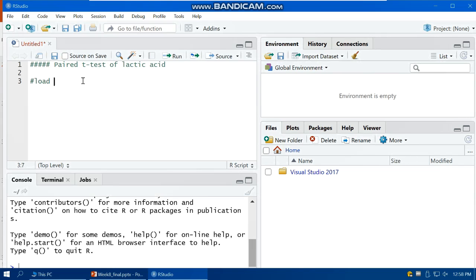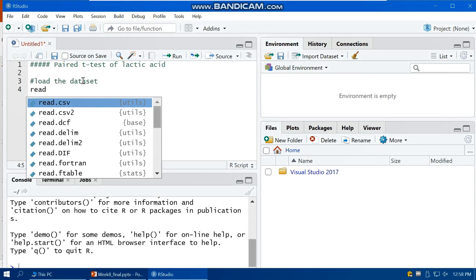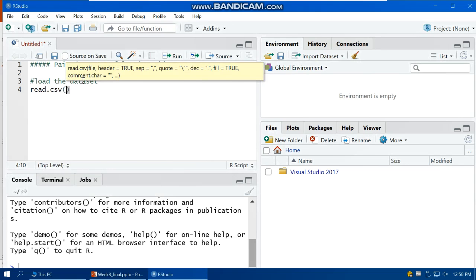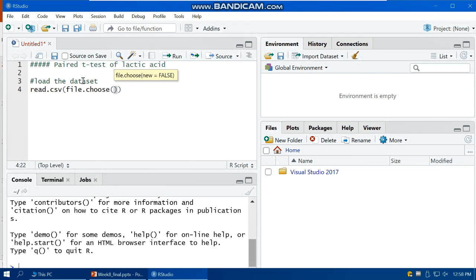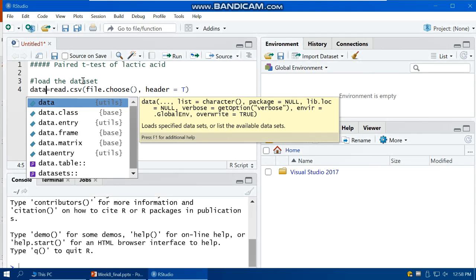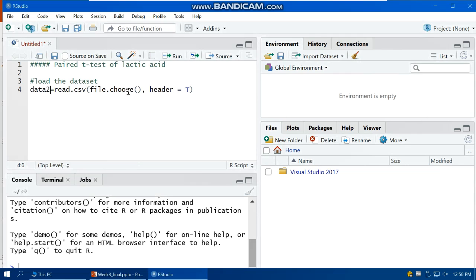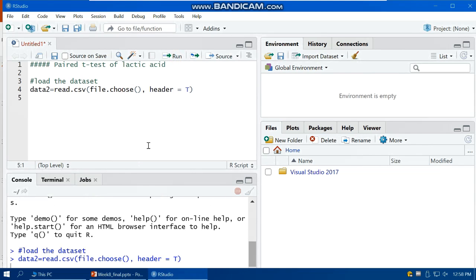So the first step is to load the data, right? So load the data set, and we use read.csv with file.choose, and set the header to true. Save it in an object with the name of data2. Okay, so let me run this code.